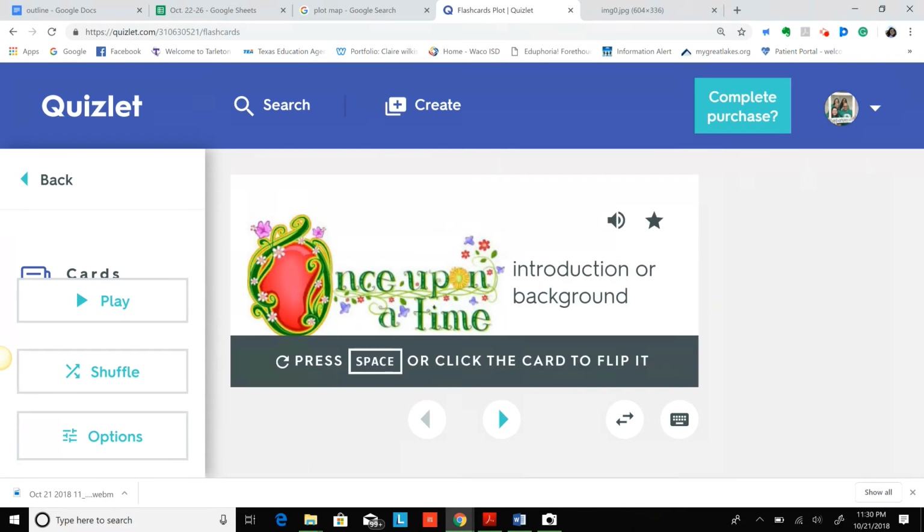That's just telling me the introduction or the background of the story. That's just telling me the characters, the setting, the beginning part of the story. Okay, that's just it. It's your exposition.